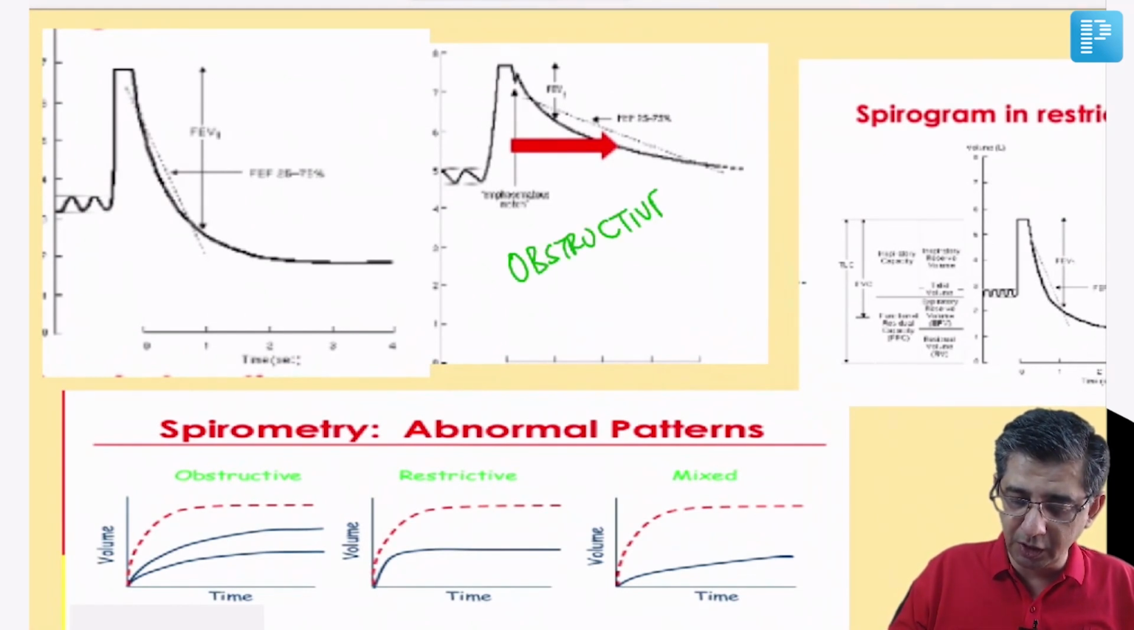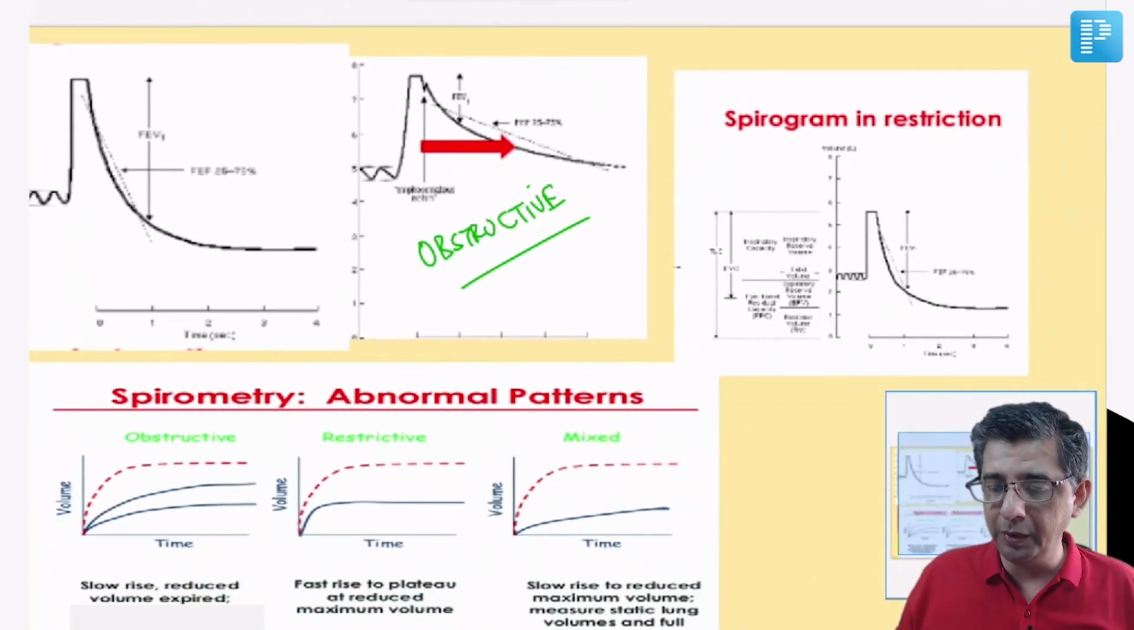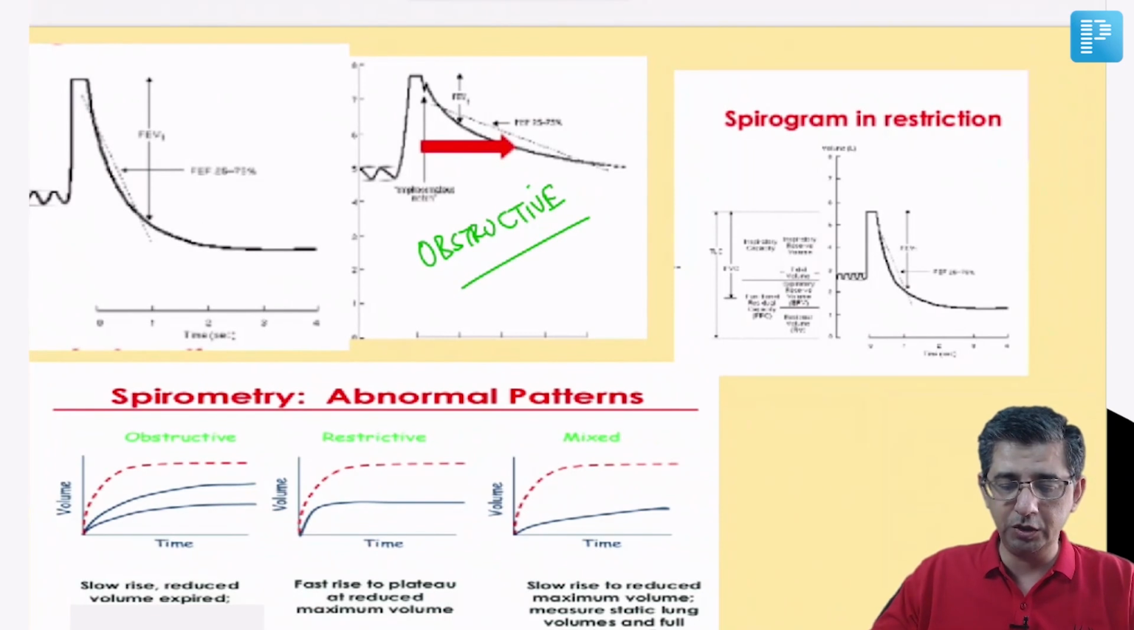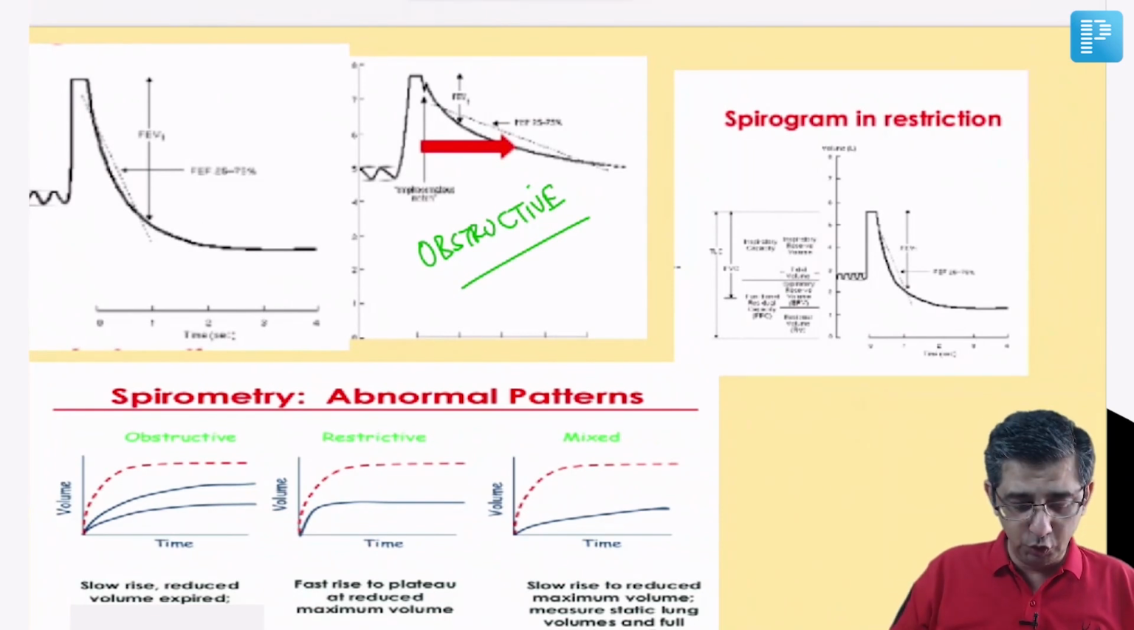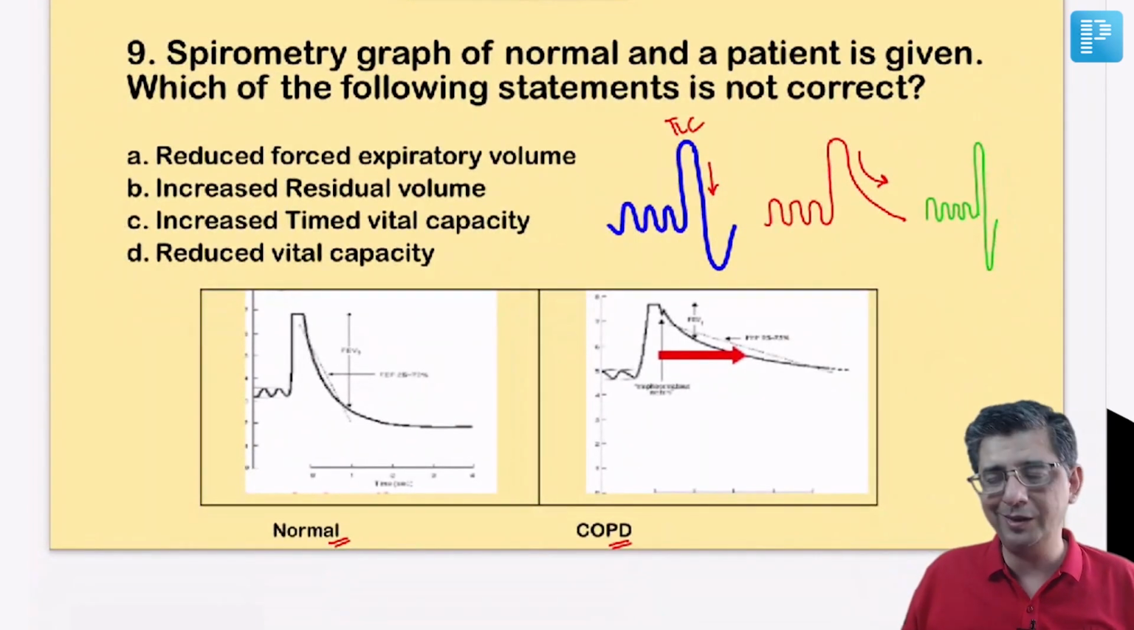You can see the curvature coming up. That's obstructive. When it comes to restrictive, the slope becomes relatively lesser. The curvature slope would be relatively lesser. So once you get this imprinted in your mind, our next job would be to get the question right.